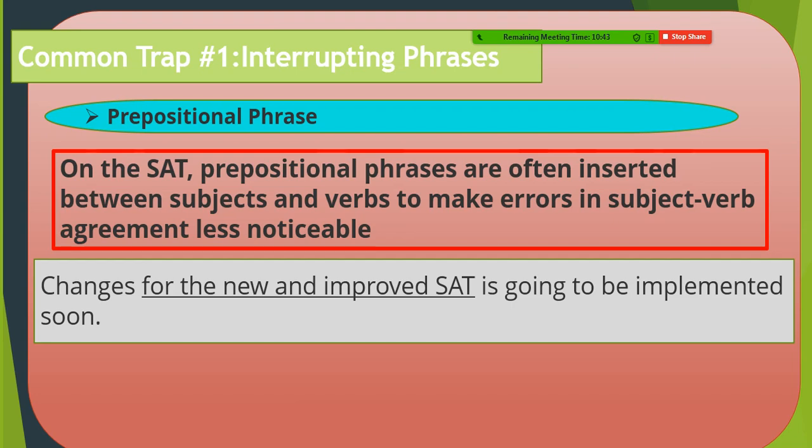Take a look at this sentence and tell me, does it have a mistake or not? Yusuf Izzat? Yes, Miss Fala. Read the sentence and tell me, does it have an error? Changes for the new and improved SAT is going to be implemented soon. Implemented means applied soon. We have an SAT exam and they have improved it. So the changes are going to be implemented, meaning that it's going to be applied soon.